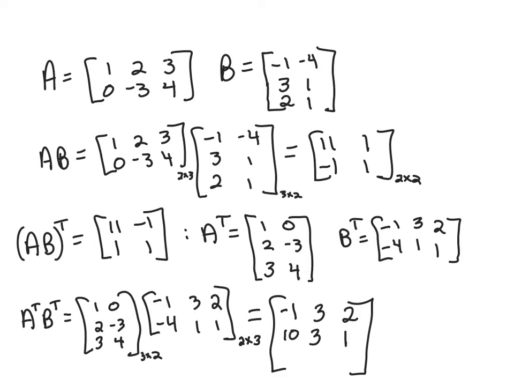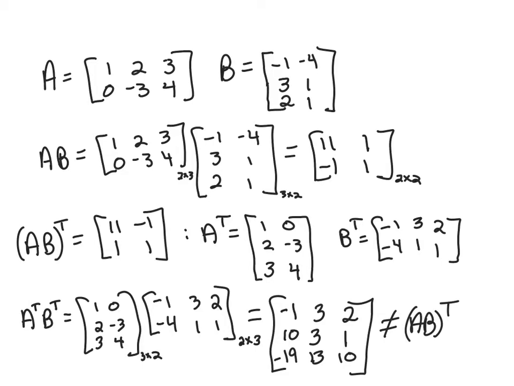Do this third row now, times each column. I get -3 minus 16 is negative ugly number, -19. Column 2, 3 times 3 is 9, 4 times 1 is 4, 9 and 4 is 13. I hate minus signs. Last one, 3 times 2 is 6, plus 4 gives me a 10. This does not equal AB transpose. So we just proved that you can't do that.